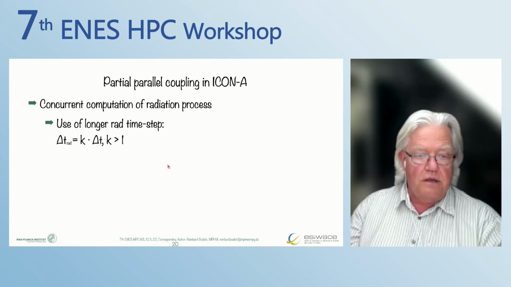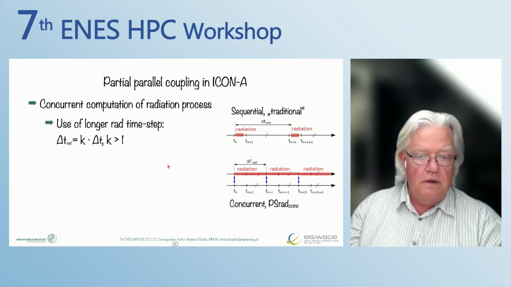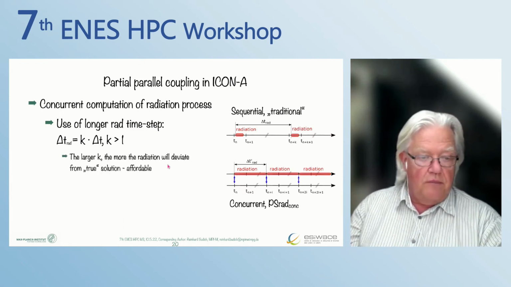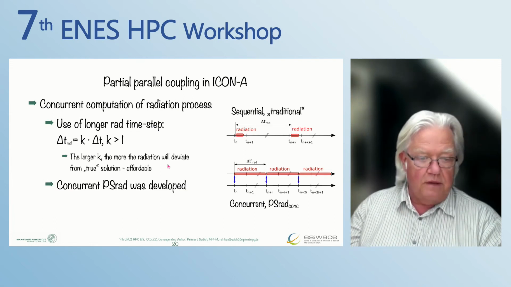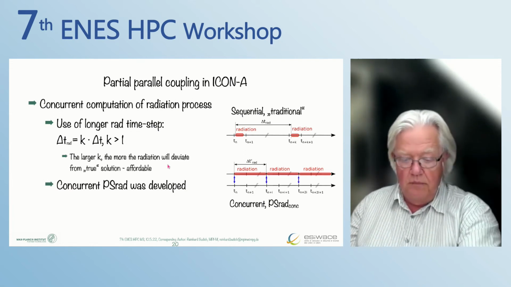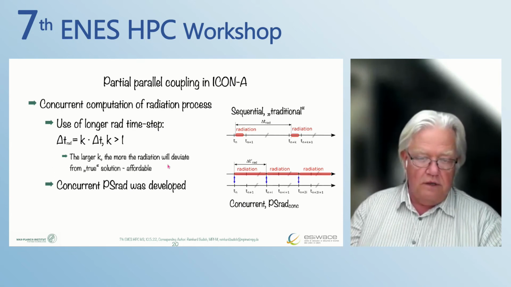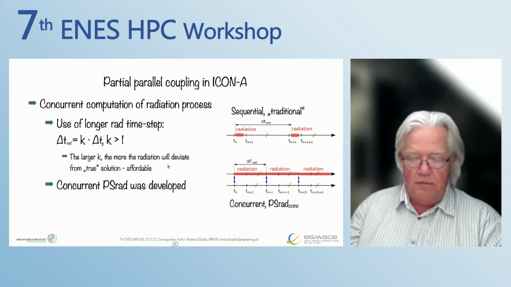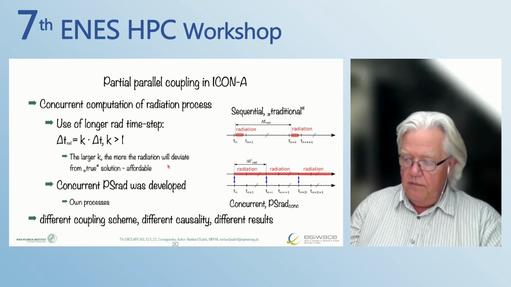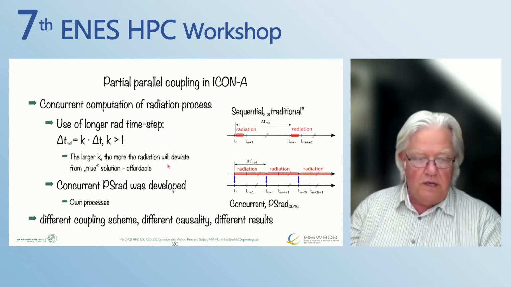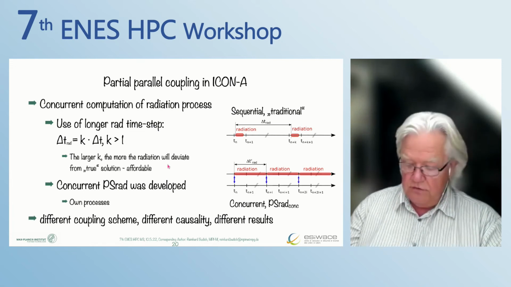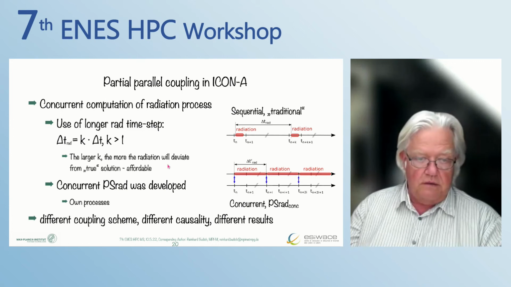The partial parallel computing we did in ICANN-A basically made use of this longer radiation time step, as you probably know. This is a nice way to show that. So what really was happening then, that we developed PS-RAD in a concurrent version, but that meant basically that we had a different coupling scheme, different causality, and different results from the normal PS-RAD.